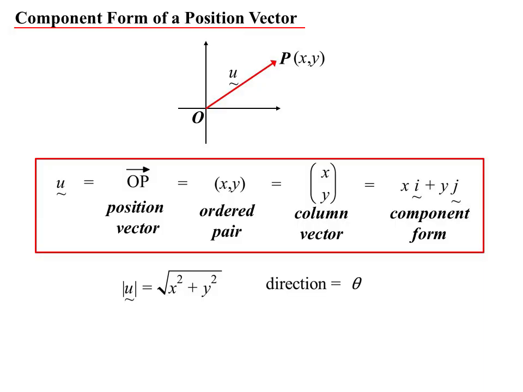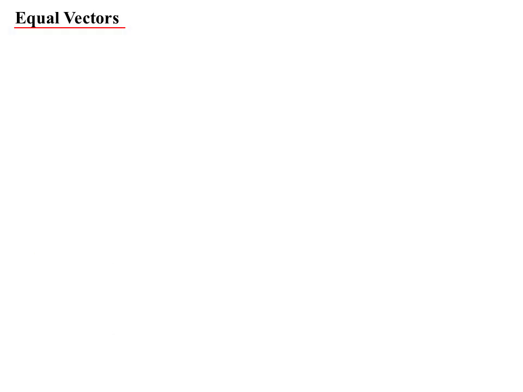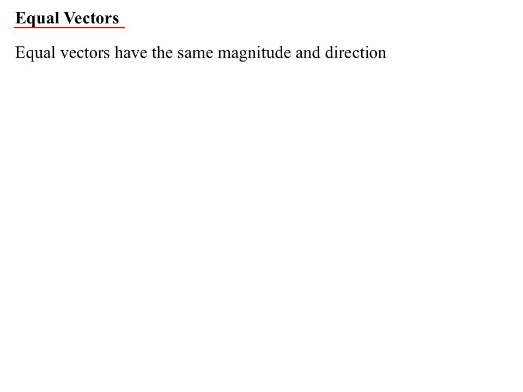And the direction, remember we said the direction would be to the x-axis, just like we do when we're finding the slope. And in fact, it turns out to be the same thing. Inverse tan of y on x. So equal vectors, remember these are the vectors that have the same magnitude and direction. There is a position vector, but I could slide it somewhere else. It's still the same vector. It still has the same length. It's still making the same direction. They're parallel. I could even move it over there. In fact, I could move it anywhere I like.